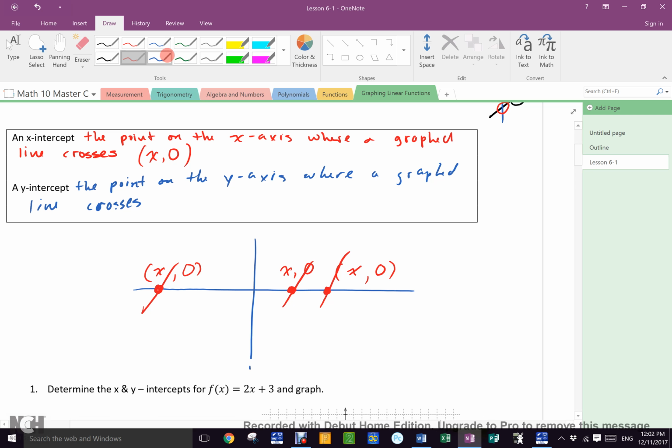Now, you guys being the smart kids that you are, take your pen or pencil and give me a dot anywhere on the y-axis. I'm going to put mine down here. And I'm doing blue because I use blue ink for the y-intercept. What do you notice about that guy's coordinates? It's 0, y.